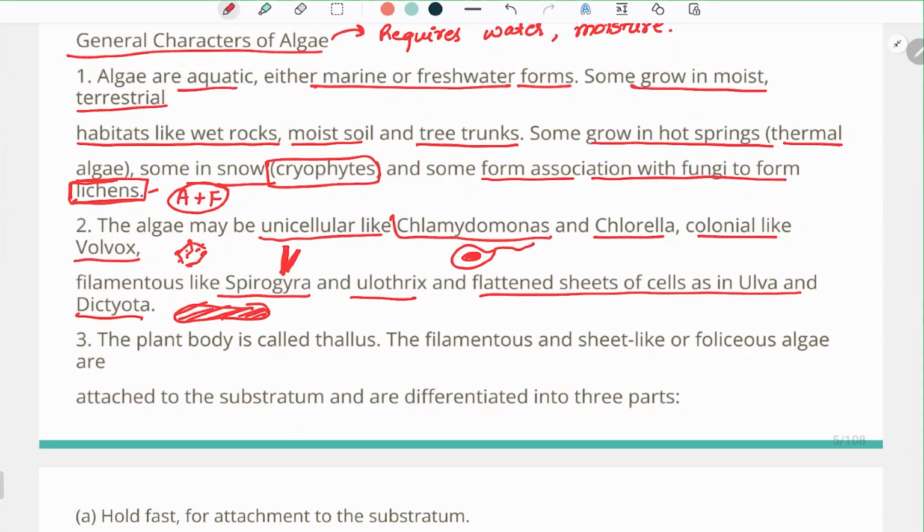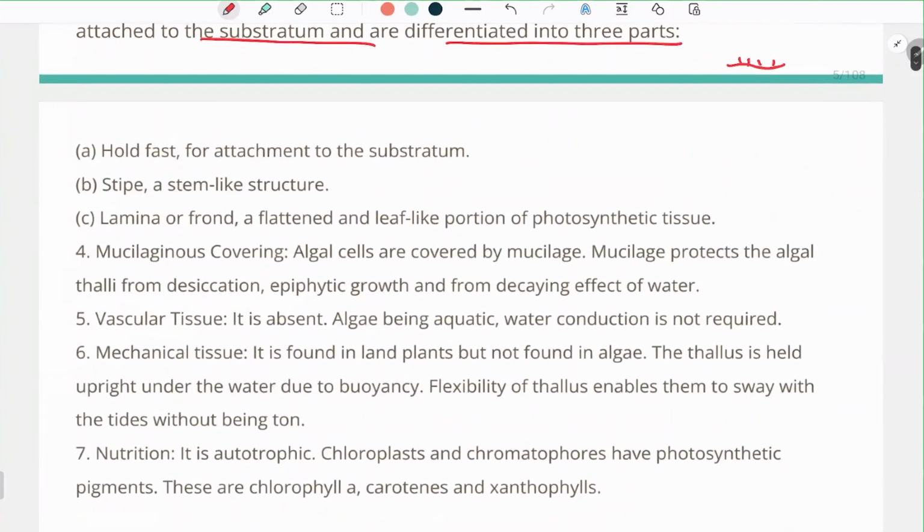The plant body is called thallus. We know that the plant body is called thallus because it is not differentiated into root, stem, and leaf. The filamentous and sheet-like or polysiphonous algae are attached to the substratum and are differentiated into three parts. You know that they are attached to the substratum by something called a holdfast, and they are further differentiated into three parts. Holdfast is for the attachment to the substratum.